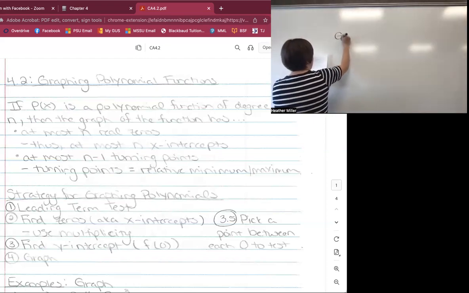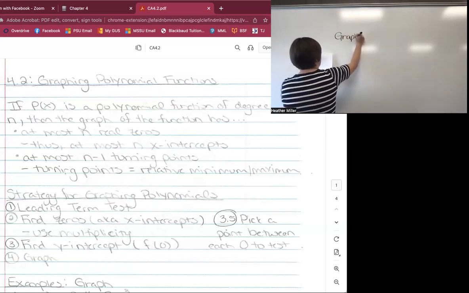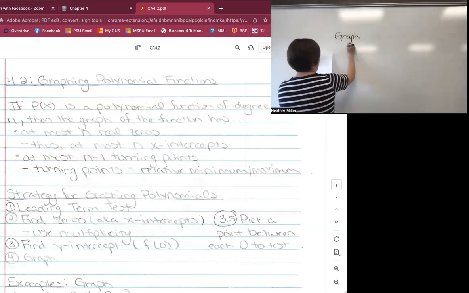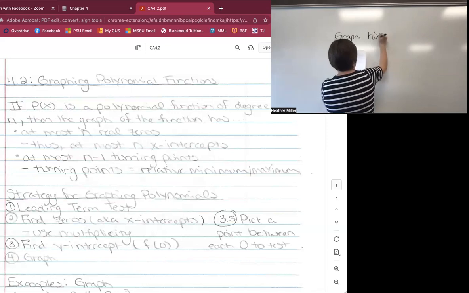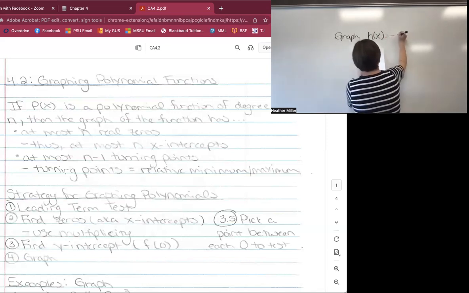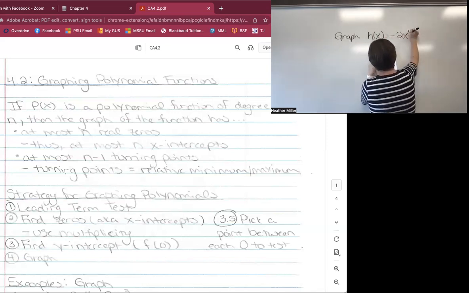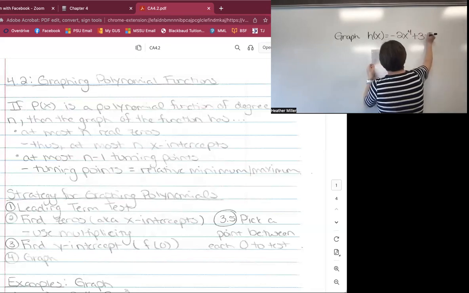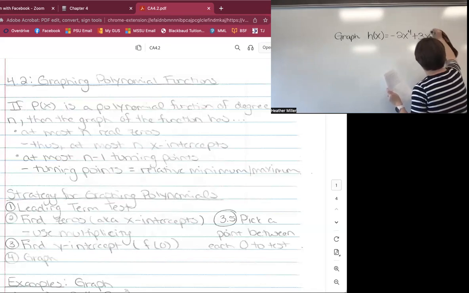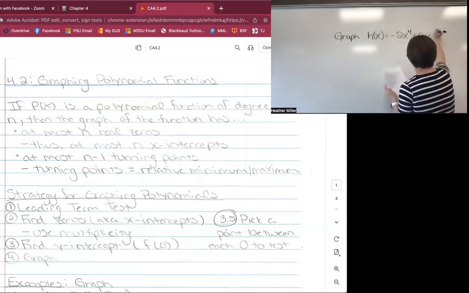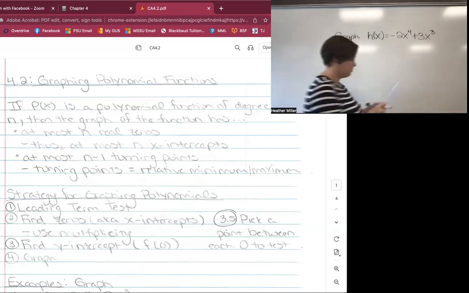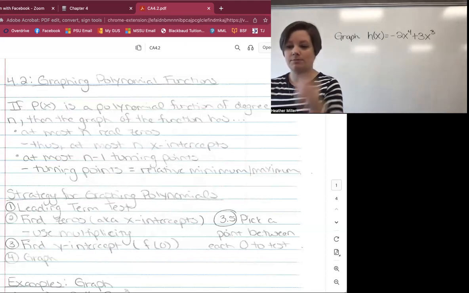So we're going to graph h of x equals negative 2x to the fourth plus 3x to the third, that's to the third, not to the second. Okay, we're going to graph this.